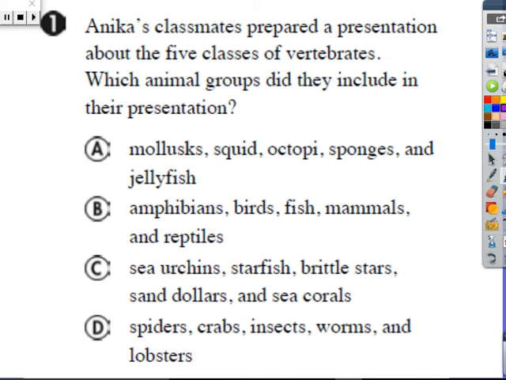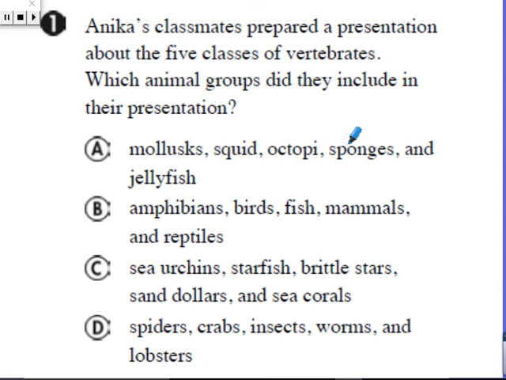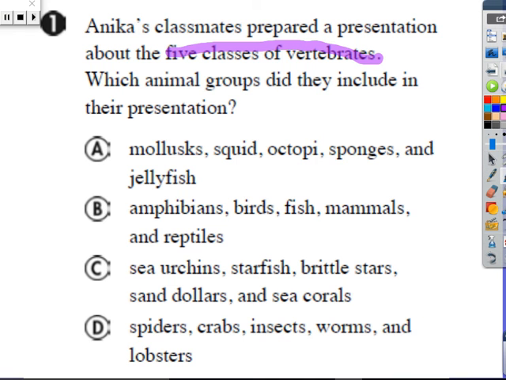Annika's classmates prepared a presentation about five classes of vertebrates. Which group did they include in their presentation? Did they have mollusks, squid, octopi, sponges, and jellyfish? Would that fit into the 5 classes of vertebrates? Amphibians, birds, fish, mammals, and reptiles. Sea urchins, sea stars, brittle star, sand dollar, or sea coral. Spiders, crabs, insects, worms, and lobsters.